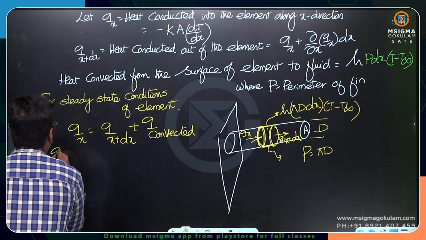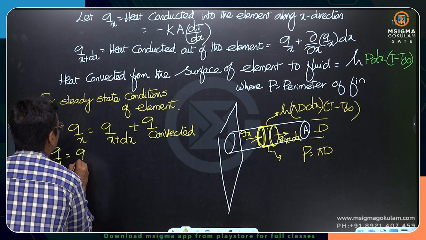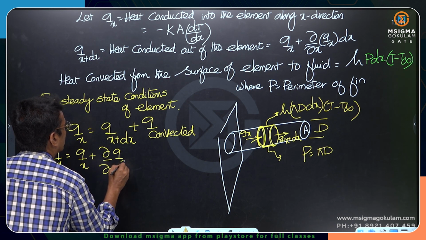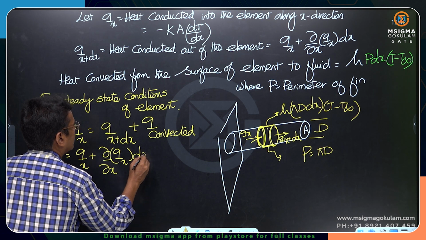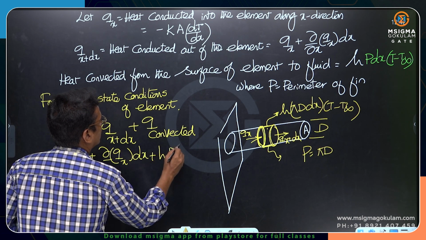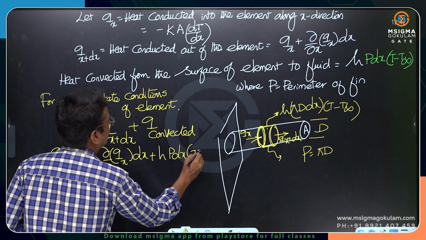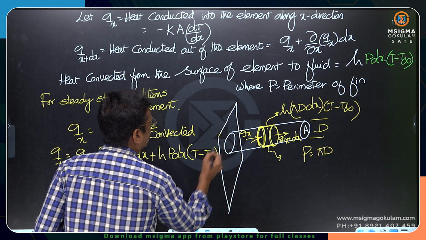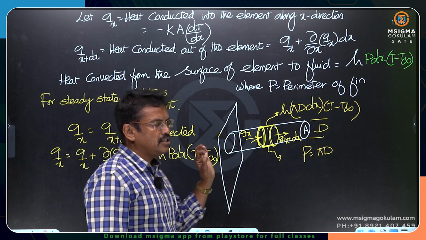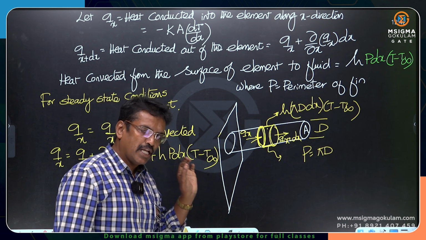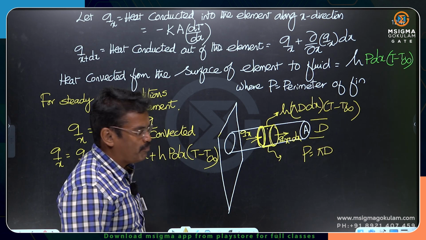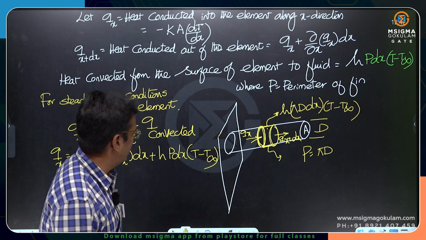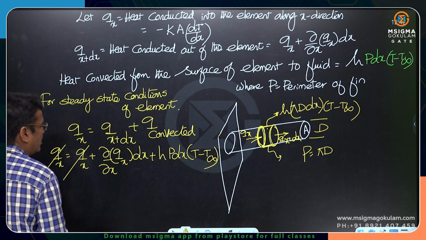So, I substitute those values. What is the Qx plus dx? Qx plus dou by dou x of Qx into dx plus hP dx into T minus T infinity. Always remember that A is the profile area or the cross sectional area. In any fin formula, A refers to the cross sectional area or the profile area. Okay, these two things get cancelled.